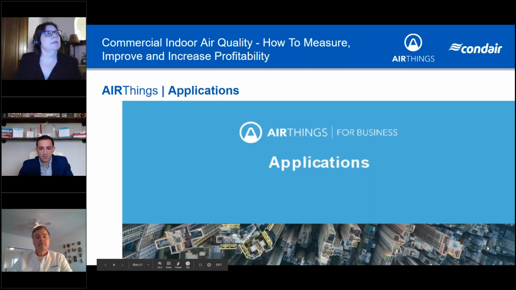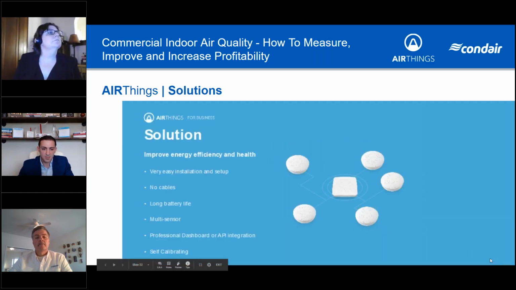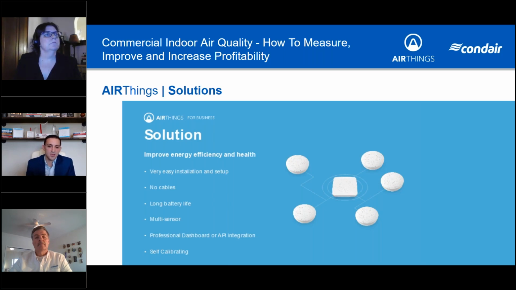All right, so real quick, we're gonna go through some applications. We'll go to the next one. So specific to the Airthings solution, really taking in all of these core functions we've just discussed, we have come up with a solution that can improve both the energy efficiency, the health of the building, and of course the health of those occupants.